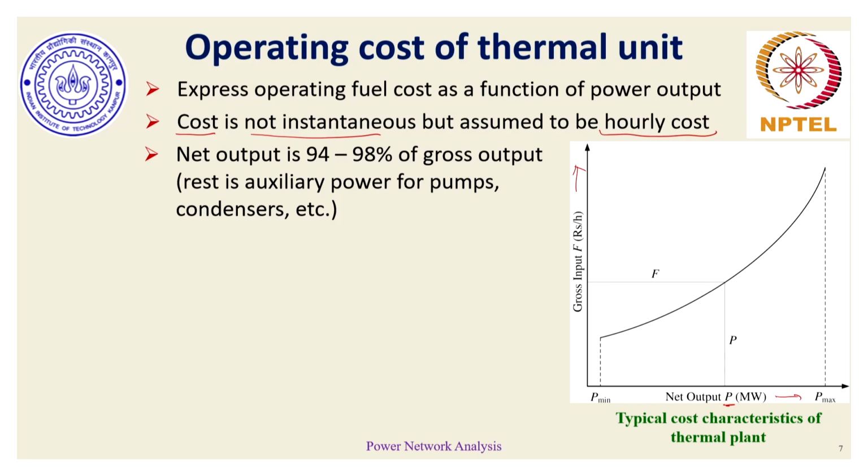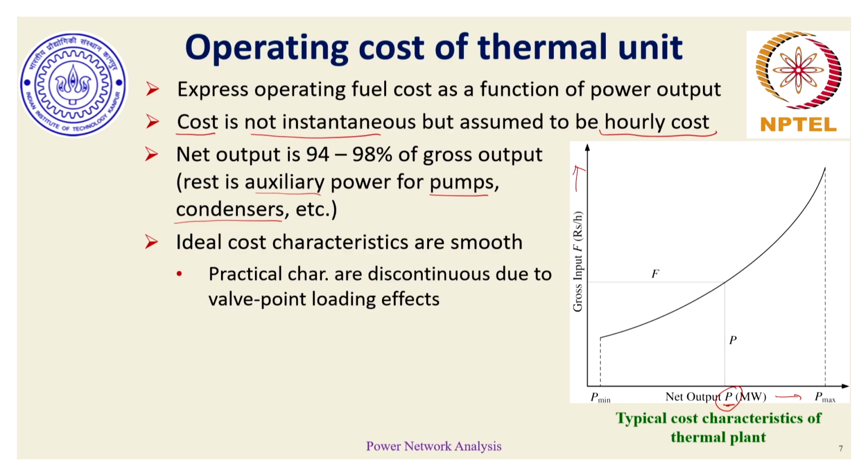Typically, out of this total power P which is generated, around 2 to 6% of power is consumed as auxiliary power for pump action, condensers, rotor excitation, etc. 94 to 98% of net power P is observed as the gross output. And usual cost characteristics are not smooth, not continuous, not differentiable, which we will not be bothered about as of now. We'll assume ideal conditions where the cost characteristics are smooth, and the non-ideality or practicality comes in because generators, typically thermal units, don't have a continuous mode of operation.